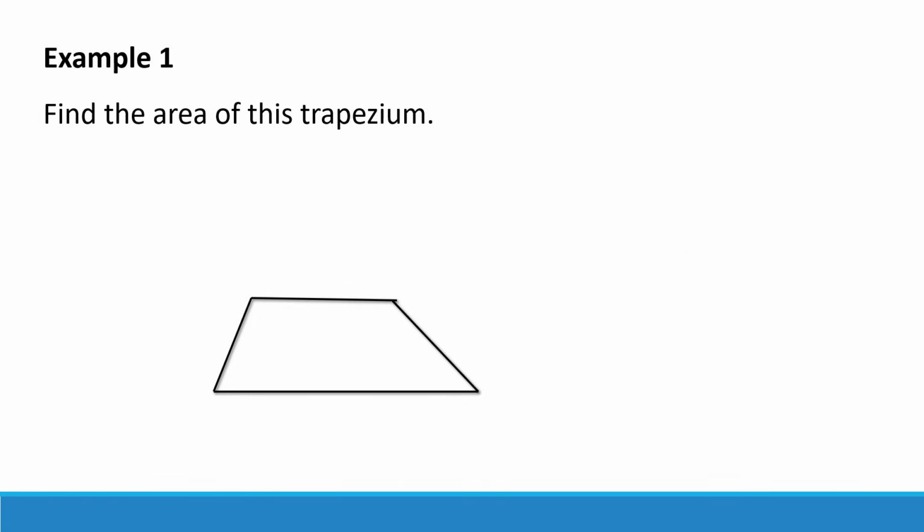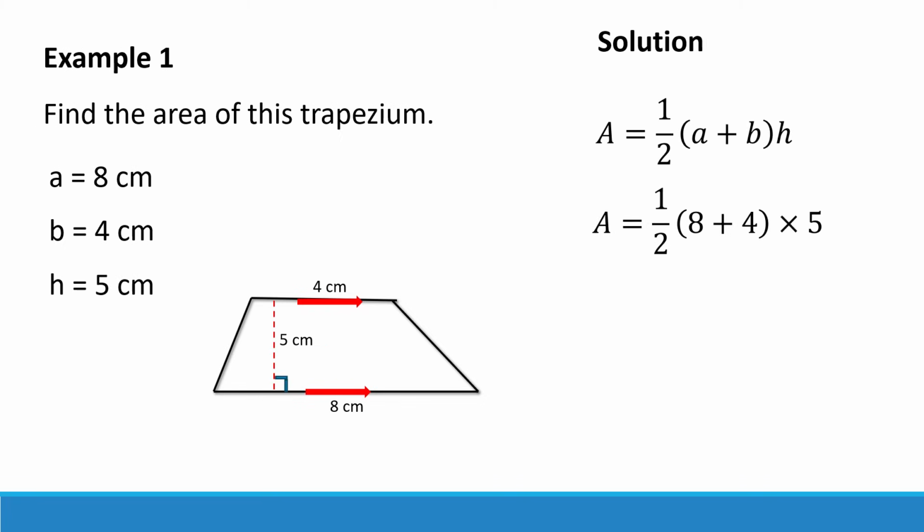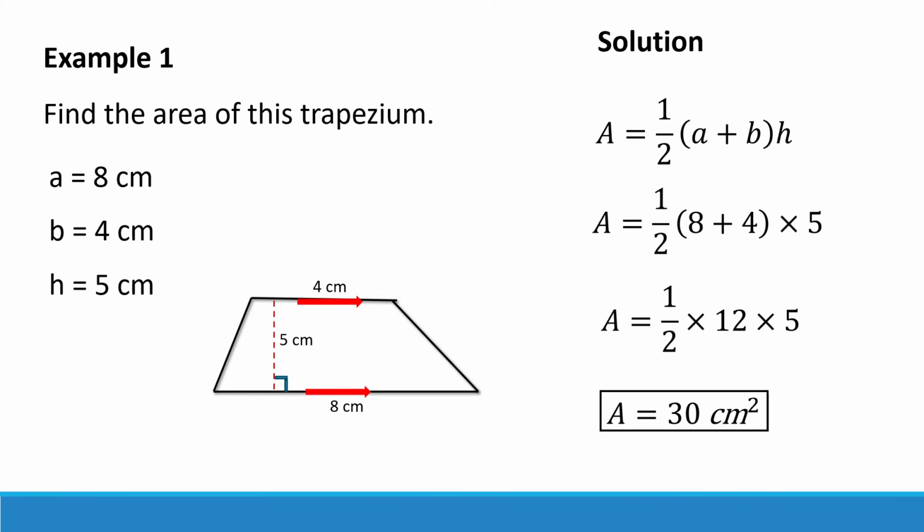Let's find the area of this trapezium. The two parallel sides are 8 centimeters and 4 centimeters, and the perpendicular height is 5 centimeters. Using the formula, we add 8 and 4 first, which gives us 12. Then, 1/2 times 12 times 5 equals 30. Therefore, the area of the trapezium is 30 square centimeters.